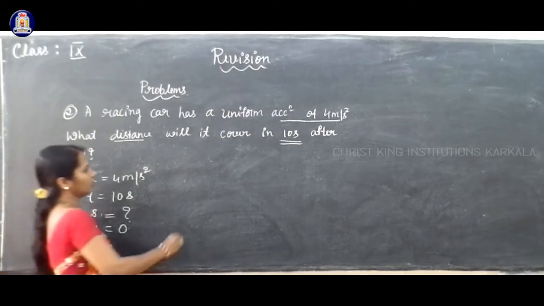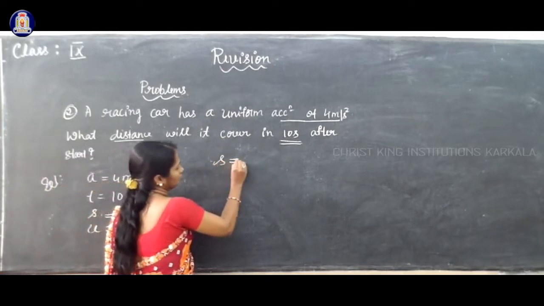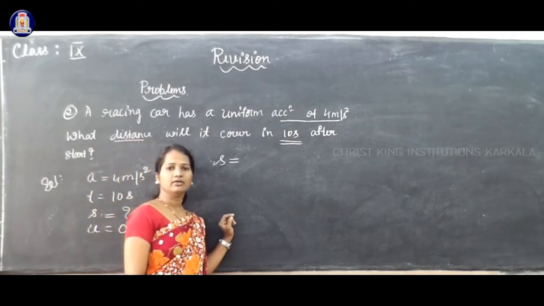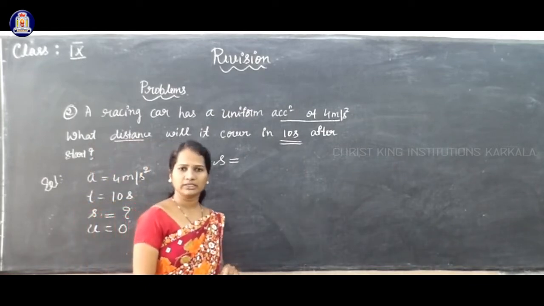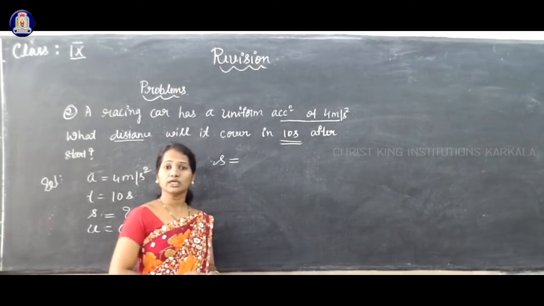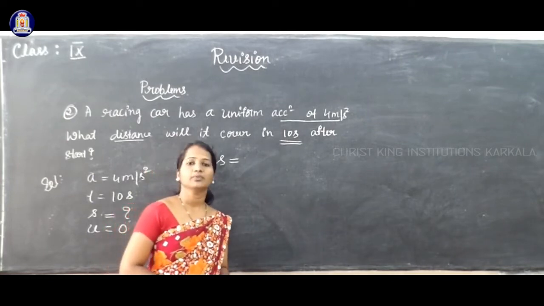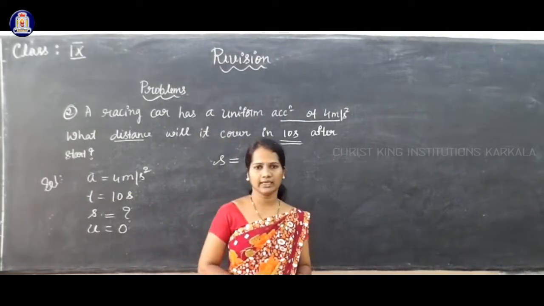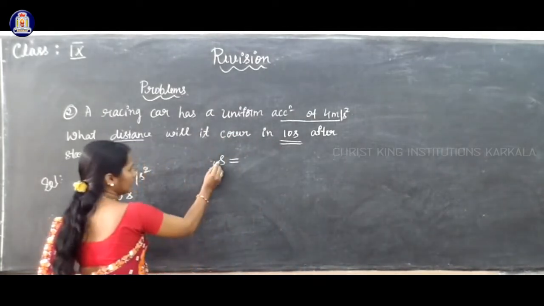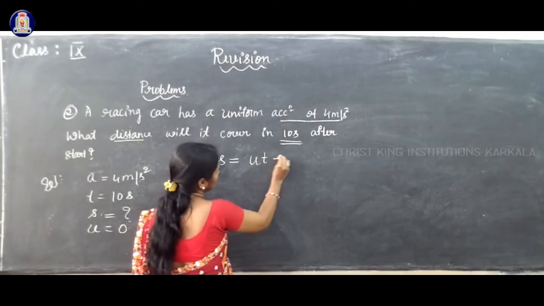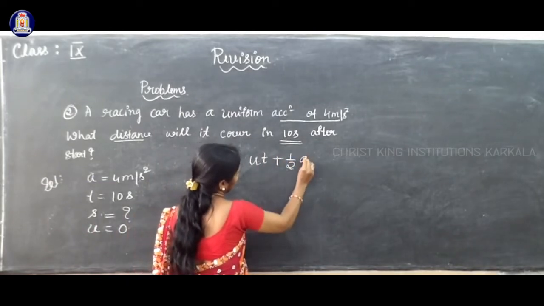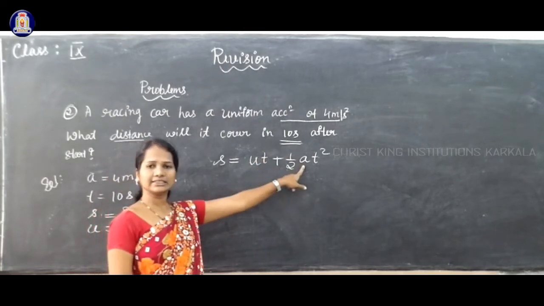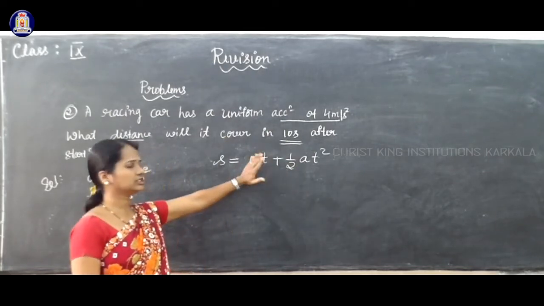So we can use Newton's formulae, the three formulae we have studied. V is equal to U plus AT, S is equal to UT plus half AT square, and the third formula, V square minus U square equal to 2AS. I use the formula S is equal to UT plus half AT square, because U is given, T is given, and acceleration is given. So I can use this formula.